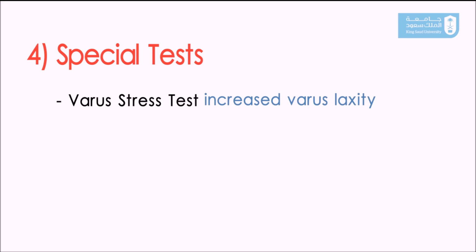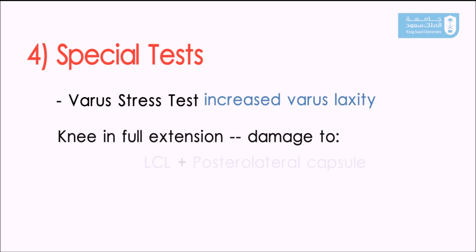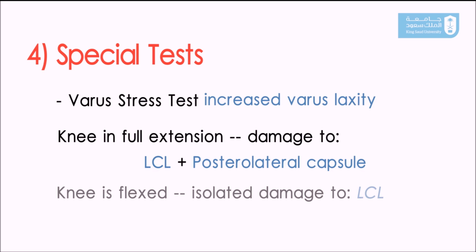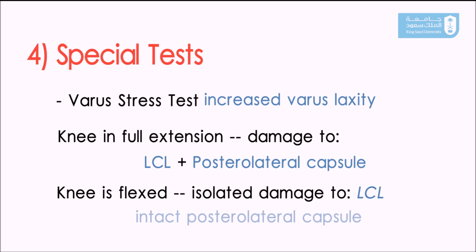Increased laxity to the varus stress with the knee in full extension signifies damage not only to the lateral collateral ligament but also to the posterior lateral capsule. An abnormally increased varus laxity when the knee is flexed suggests more isolated damage to the lateral collateral ligament with an intact posterior lateral capsule.